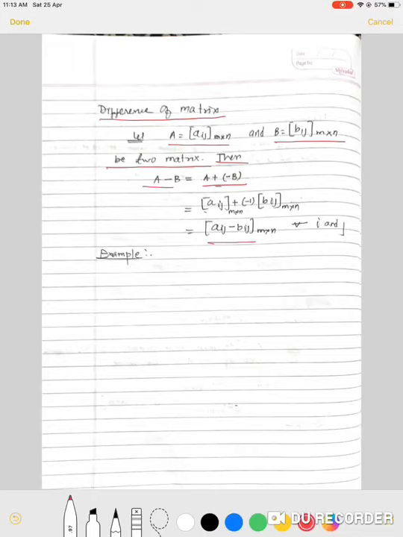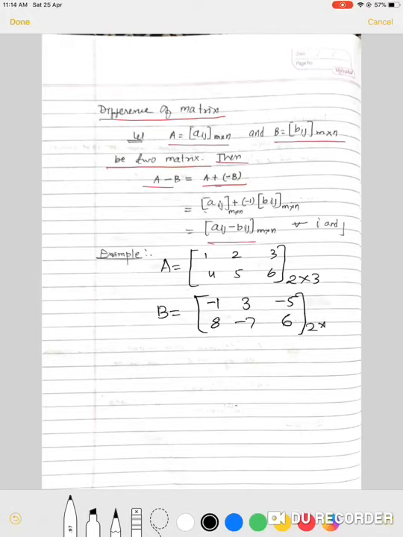Example we will discuss. Consider A is equal to 1 2 3 4 5 6. It is a 2 cross 3 matrix. We have to consider again the same, B is equal to minus 1 3 minus 5 8 minus 7 6, same 2 cross 3, same order. Now we have to find A minus B.